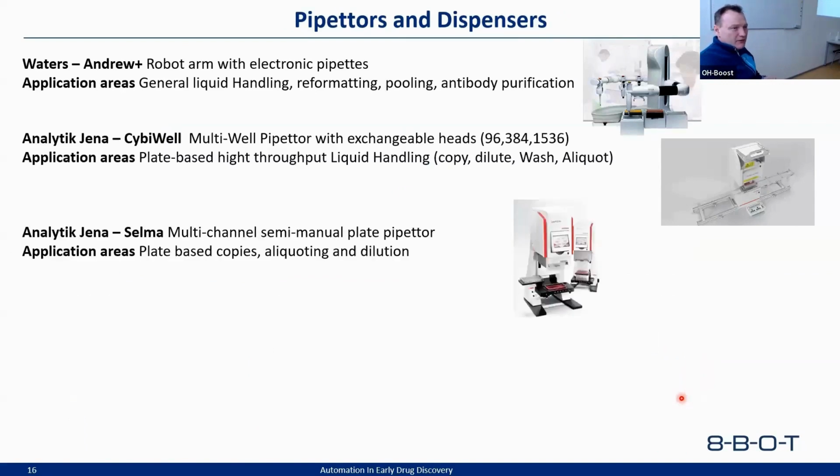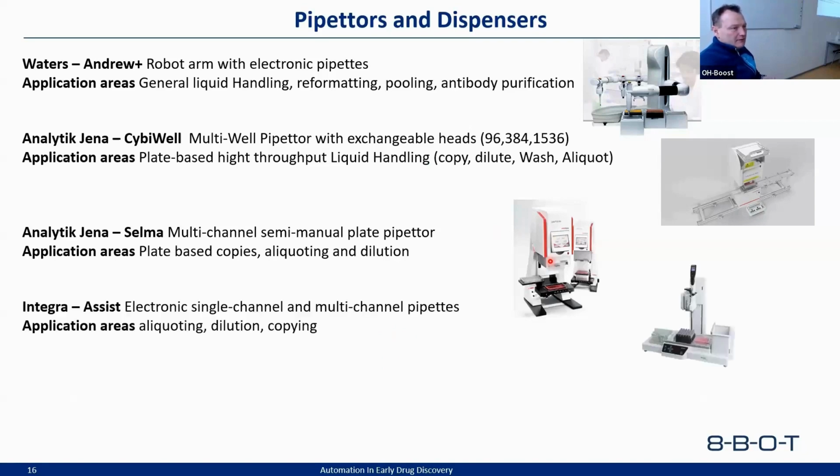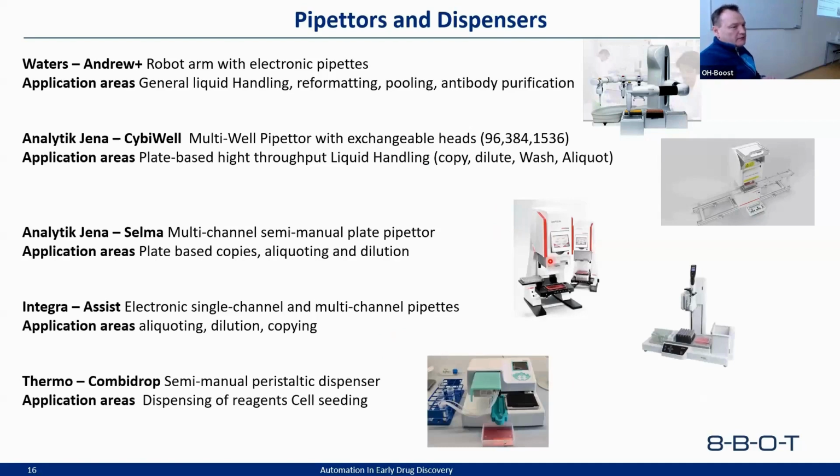We had this before, Analytik Jena, Analytik Selma, also a pipette for 96, 24 well, semi-manual. Integra once again, and here's a CombiDrop. It's a peristaltic pipette. I don't know if it's widely used also in your labs. You have a cassette, and with this cassette you take liquid from a reservoir, and you put it on microtiter plates. A microtiter plate is placed here. With a peristaltic pump, you dispense your liquid into this plate, and it's moved on to another column when it's filled.